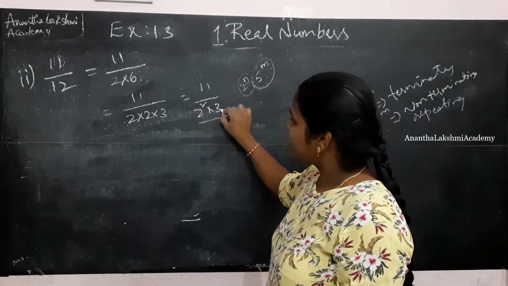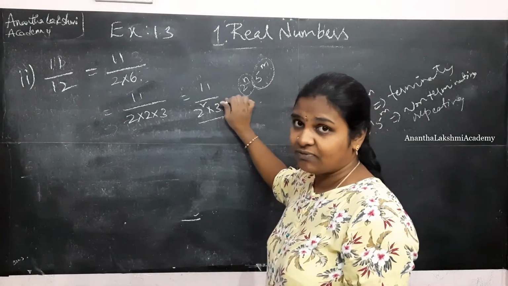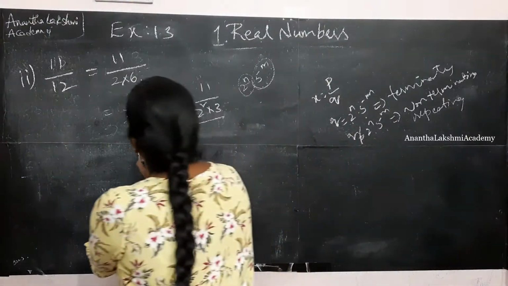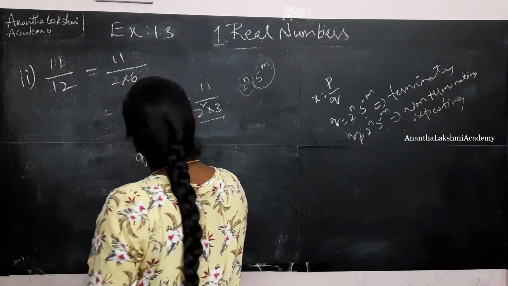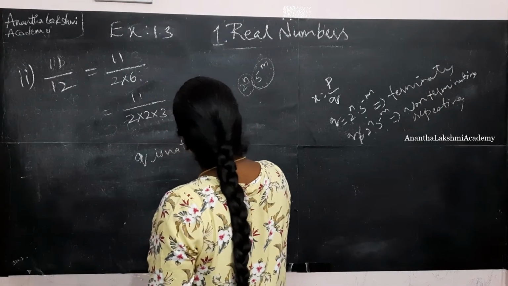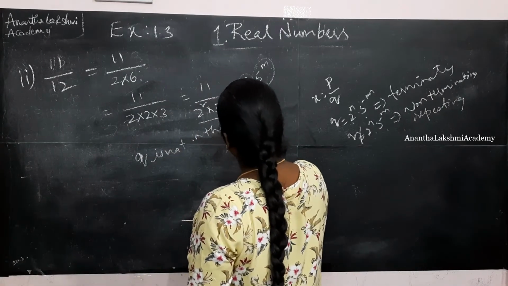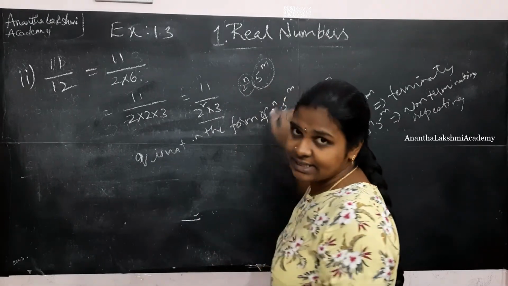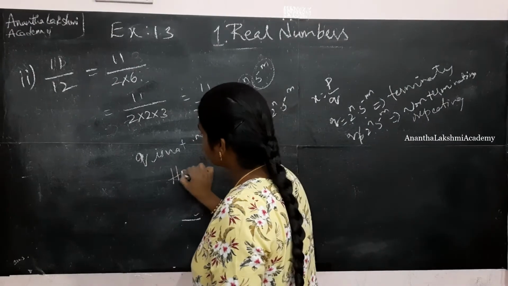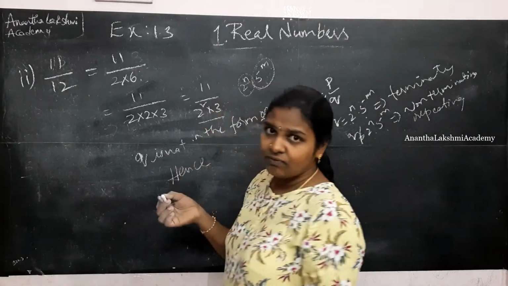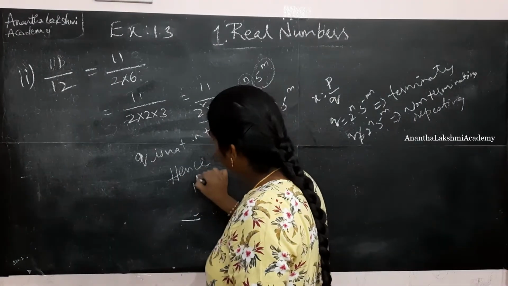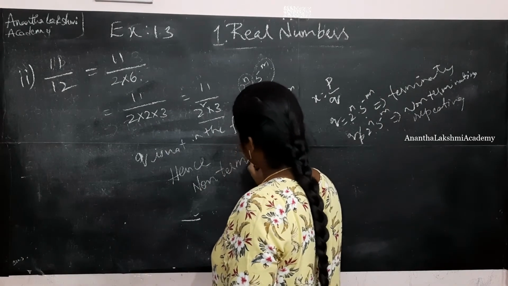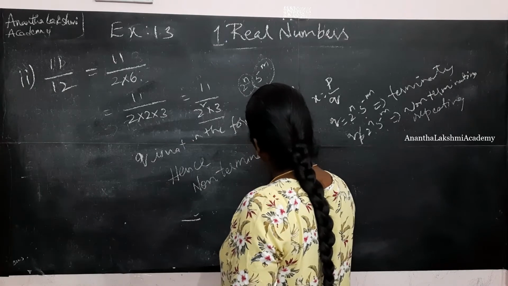But this is expressed in terms of another prime factor, which is 3. So this is not of the form 2 power n. Q is not in the form of 2 power n 5 power m, isn't it? Hence, if it is not in that form, then this is non-terminating and repeating.